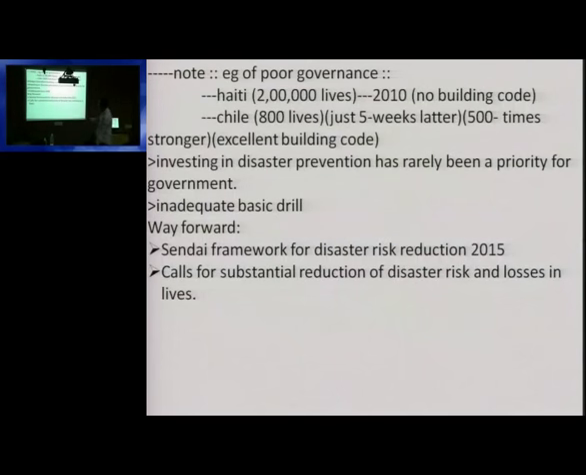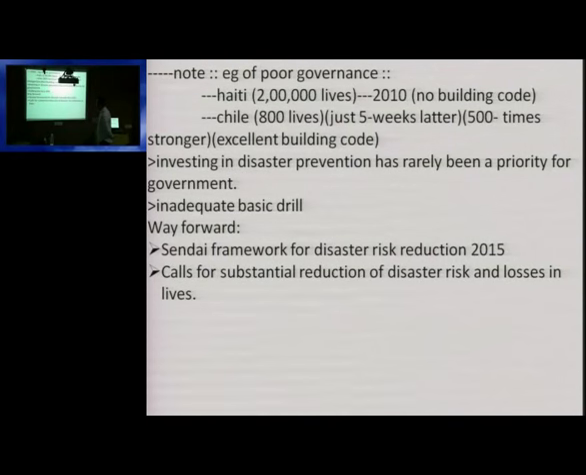See, this is one of the examples. In 2010, there was an earthquake in the Caribbean region, in Haiti. The casualties were very high. Just after 5 weeks, there was an earthquake 500 times more powerful than the one that happened in Haiti, in a location known as Chile in South America. What is the casualty? 800. What is the difference? More intensity, but far fewer casualties.